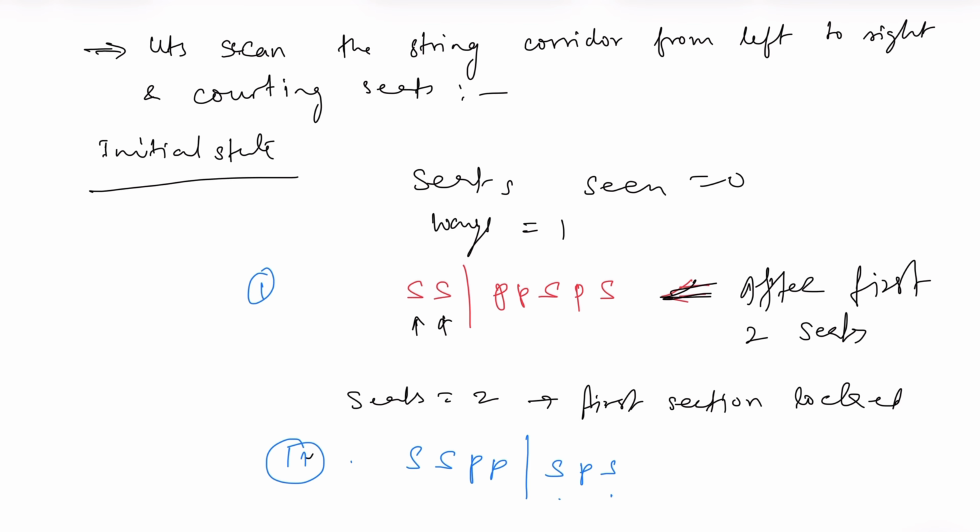So why does this matter? Because if you place these partitions after PP, there are 2 choices, plus 1, right? The total choices after PP is plants plus 1, equal to 3. So multiple ways can come here.